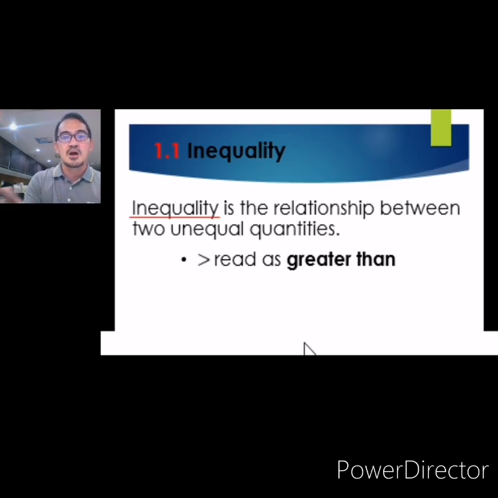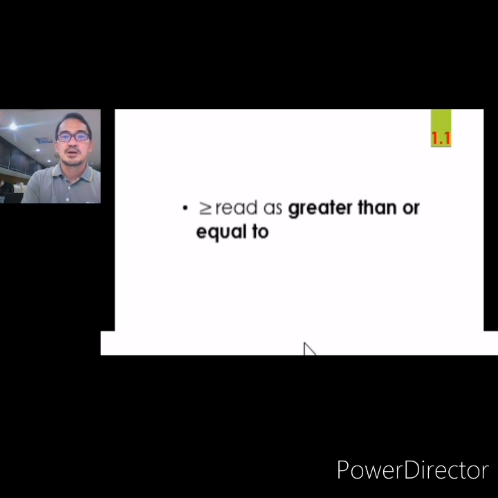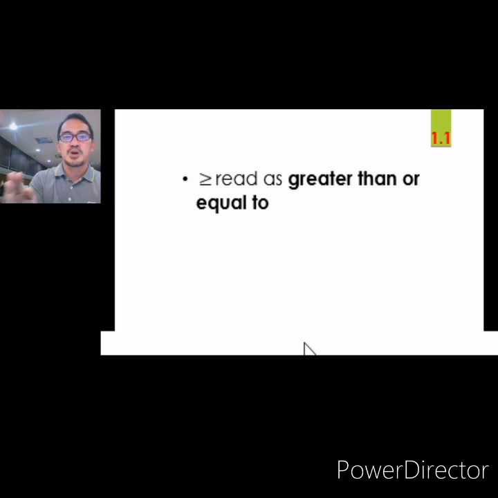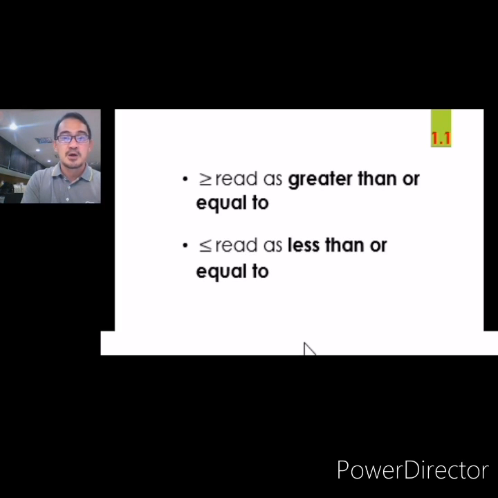This symbol, an arrow to the right, opens from the left, is read as greater than. An arrow pointing left, open to the right, is read as less than. An arrow pointing right, open to the left, with a line underneath, is read as greater than or equal to. And an arrow pointing left, opening to the right, with a line underneath, is read as less than or equal to.